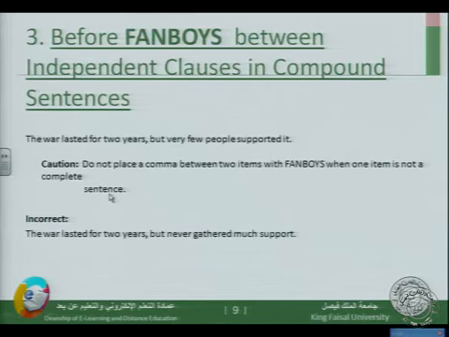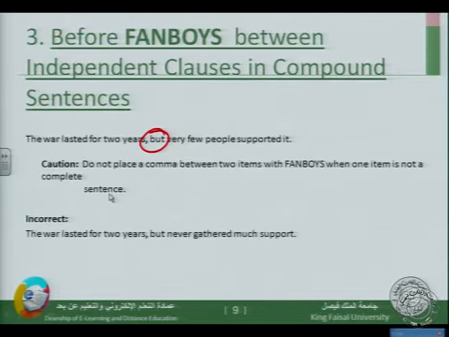Also, we put commas before the FANBOYS, which we took last time, between independent clauses in compound sentences. The war lasted for 2 years, but very few people supported it. Notice that but is considered one of the FANBOYS, and we put a comma before it, as you see in this example. Also, here we have a warning: do not place a comma before a FANBOYS conjunction when the second item is not a complete sentence. For example, the war lasted for 2 years but never gathered much support.